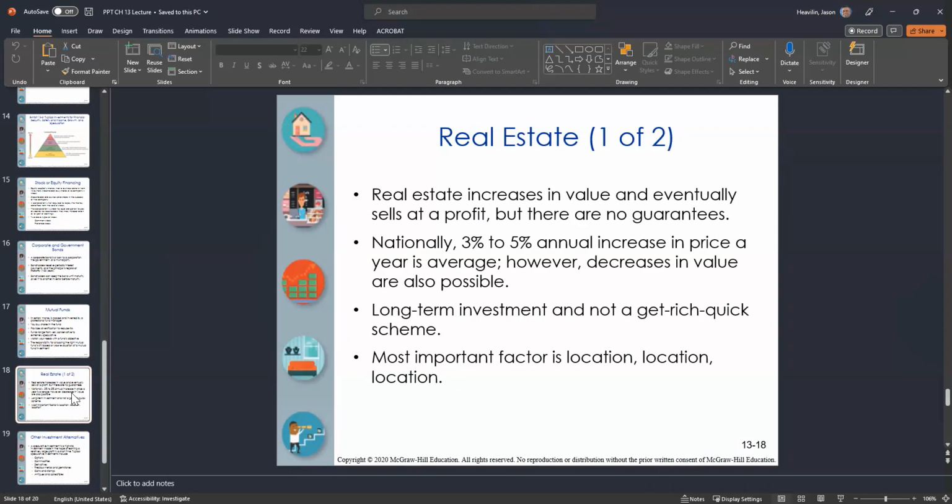Real estate increases in value and eventually sells at a profit, but there are no guarantees. In the United States, real estate has always been able to grow. You have good years and bad years, but it grows fairly steadily. But that's not the case for every country. Something to be aware of. There's no guarantee that real estate will go up in value. And when I say the United States, I mean on average. Sometimes some towns and cities have a really bad downturn, and they never recover their real estate values until decades later. It's just the way it is.